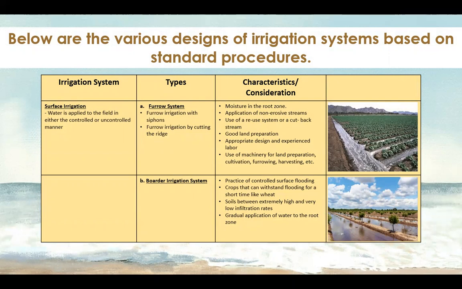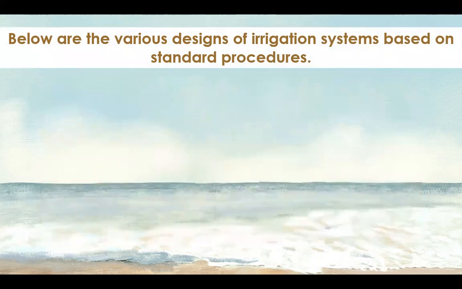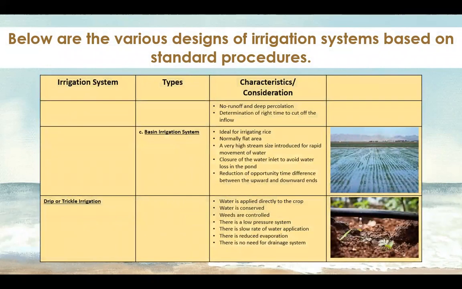practice of controlled surface flooding, crops that can withstand flooding for a short time like wheat, soils between extremely high and very low infiltration rates, gradual application of water to the root zone, no runoff and deep percolation, and also determination of the right time to cut off the inflow. So those are the characteristics of the border irrigation system.